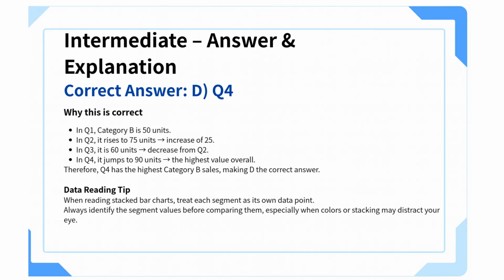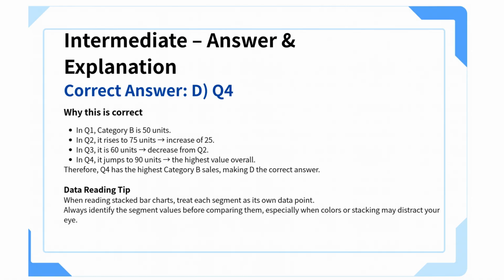The correct answer is Q4. Let's focus only on Category B. In Q1, Category B is 50 units. In Q2, it increases to 75. In Q3, it drops to 60. And in Q4, it reaches 90. So which quarter has the highest value?